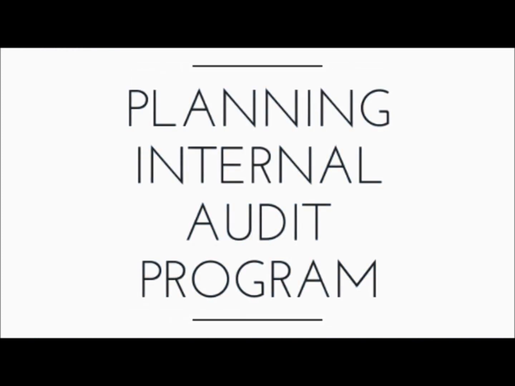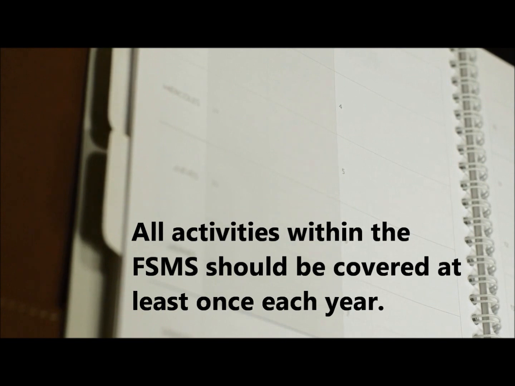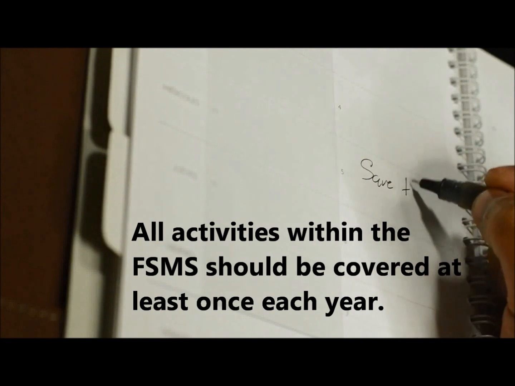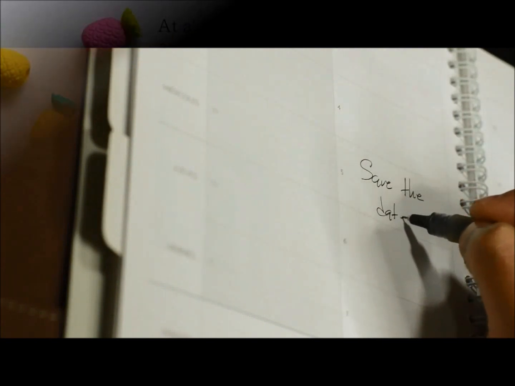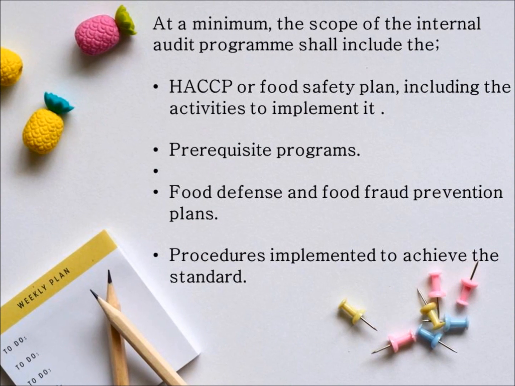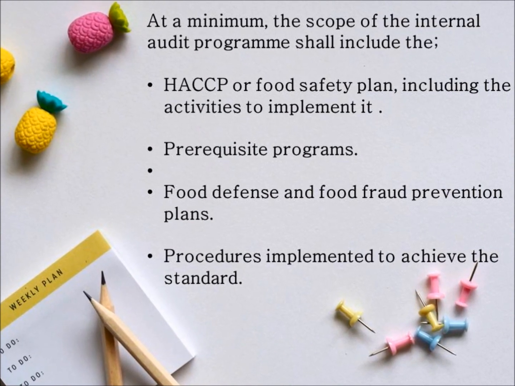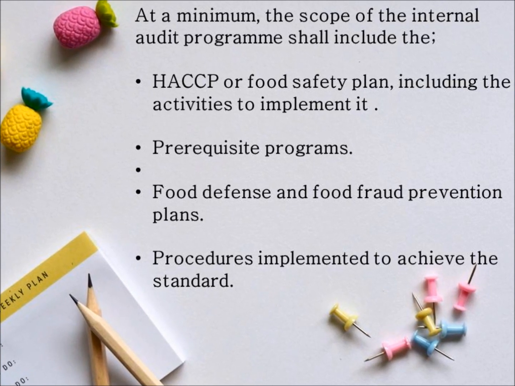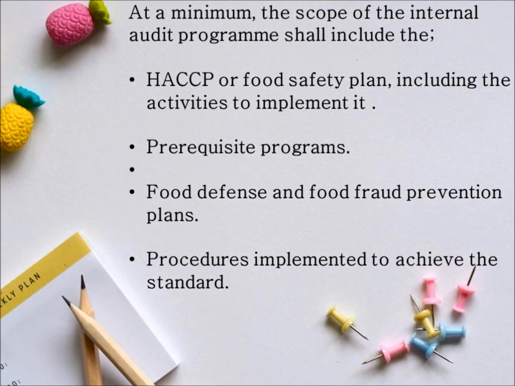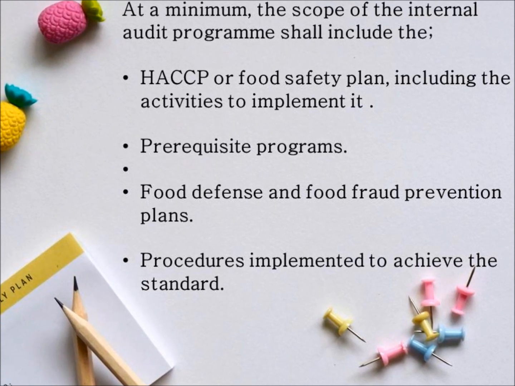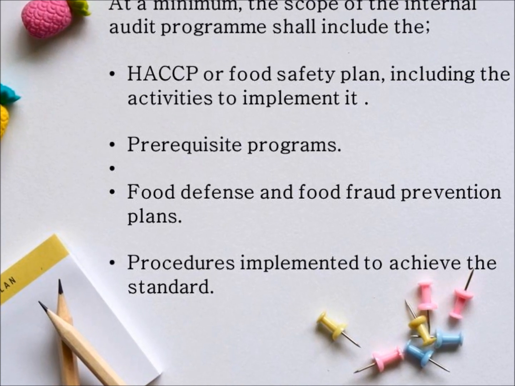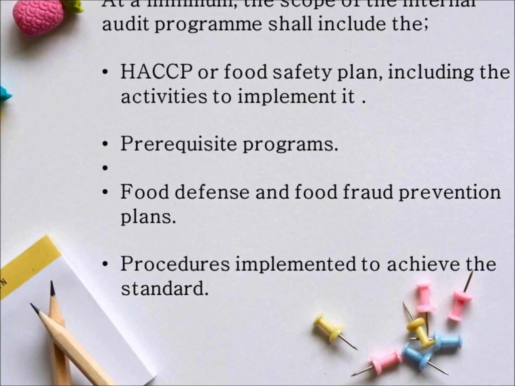Planning the internal audit program. All activities within the food safety management system should be covered at least once each year. At a minimum, the scope of the internal audit program shall include the HACCP or food safety plan, including the activities to implement it, prerequisite programs, food defense and food fraud prevention plans, and procedures implemented to achieve the standard.